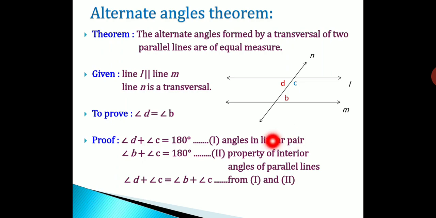So here again angle C is common on both the sides, which we can eliminate. So after eliminating we get angle D is equal to angle B, and that is what we were supposed to prove. So here we have proved that alternate angles formed by a transversal of two parallel lines are of equal measures. Students, today we have discussed three theorems in all.